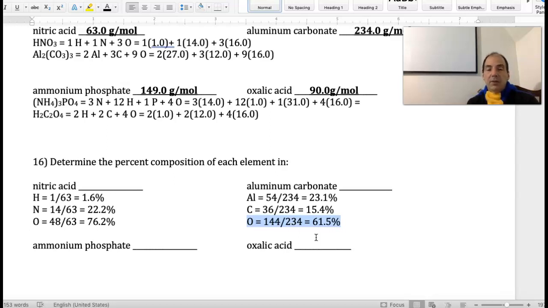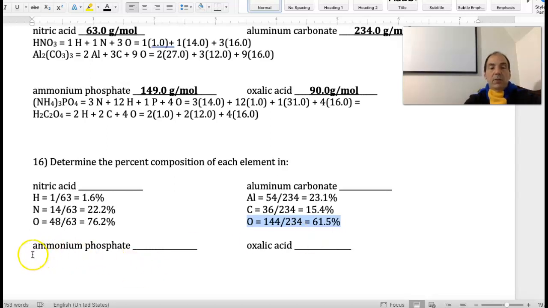Now sometimes I'll just say, what is the percent of oxygen, or percent composition of oxygen in nitric acid, aluminum carbonate, ammonium phosphate? So you don't have to do all the elements, but if it doesn't specify an element, then you're doing it for all of the elements.